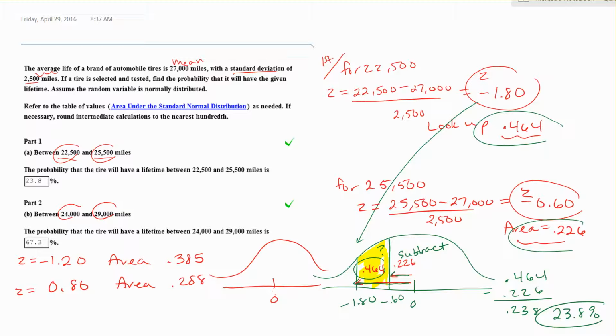Put 0 in the middle. Let's plot negative 1.20. That's on the negative side. And plot your area under the curve. From 0 to that line is 0.385. Secondly, plot positive 0.80. That's to the right. So pay close attention to your signs. Negatives are on the left, positives are on the right of 0. And then I want to graph my area under the curve. It always goes from 0 to your line. So from 0 to that line is 0.288.